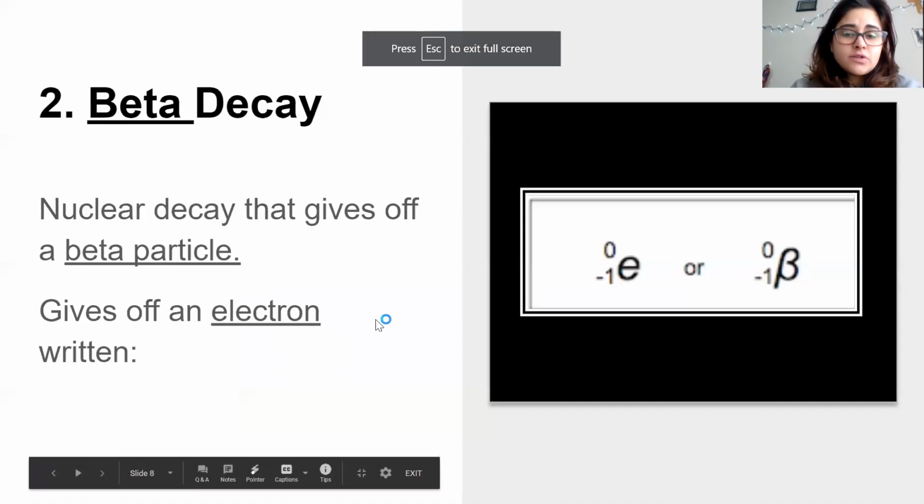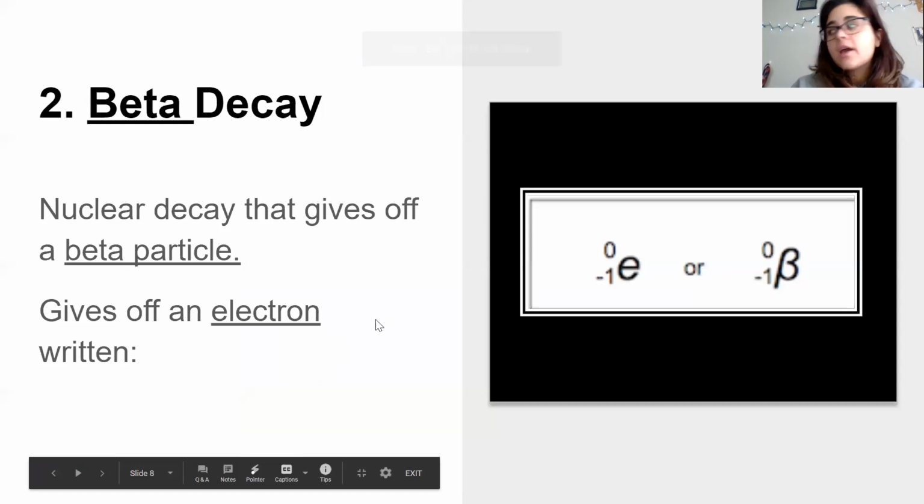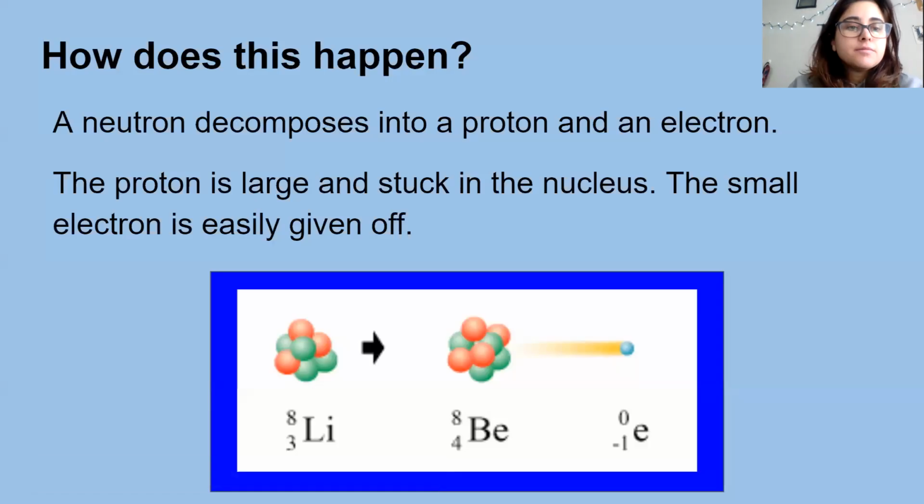And that's why this is so dangerous, because these tiny little pieces can shoot through the air and go through basically anything. How does this happen? A neutron decomposes into a proton and an electron. The proton is large and stuck in the nucleus. The small electron is easily given off. Because it's so small, it's really easy to get loose from a very unstable element.